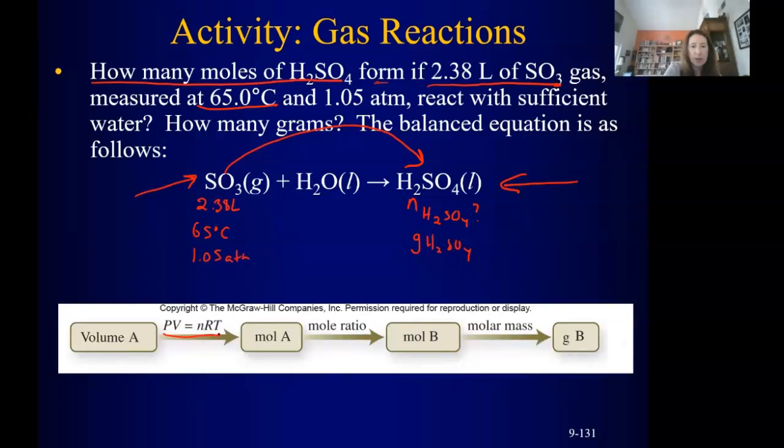So we're going to use PV equals nRT. And again, how do you know we're going to use PV equals nRT? Let's look at what we have. We have a volume, check. We have a temperature, and we have a pressure. And we always have R, so we can solve for moles, then we can convert from moles of SO3 to moles of H2SO4, and then we're good.